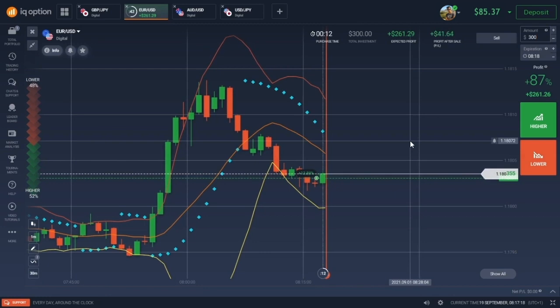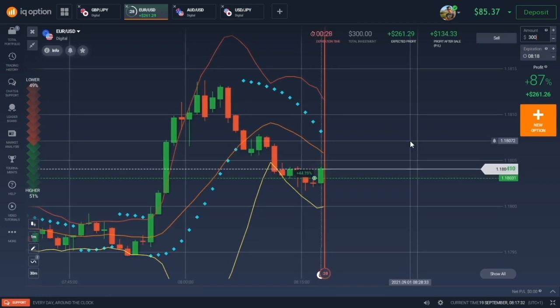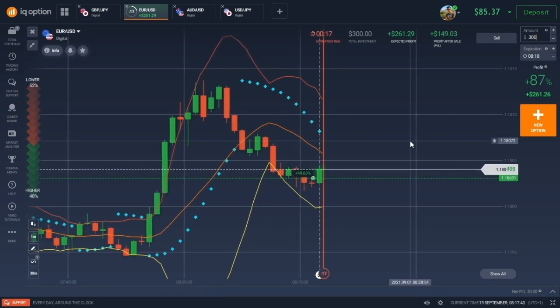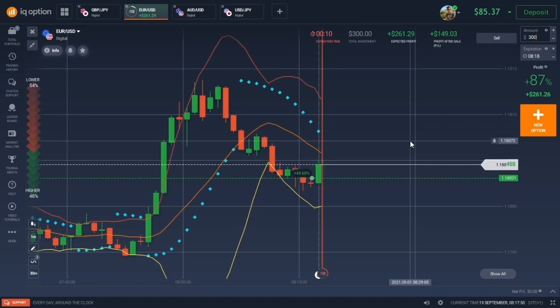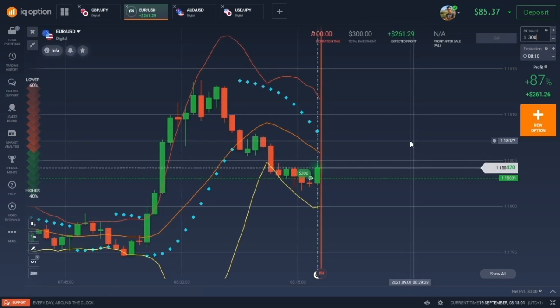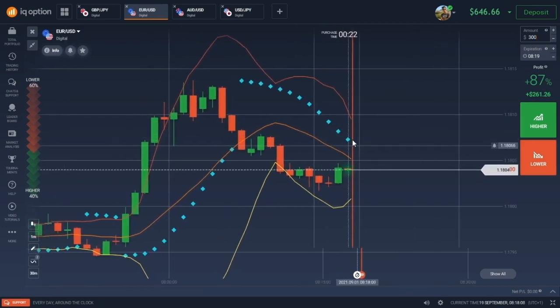By the way, this is my client's account. This is not my account. You know that you can't share your real account on social media or YouTube. IQ Option will ban your account if you share it with the public and show your balance. If you have a high balance, you know exactly what I'm saying. You can't share your balance if you have a high balance. So I decided to trade for my clients and share their videos with you guys.